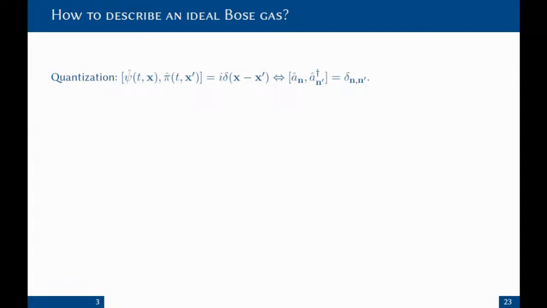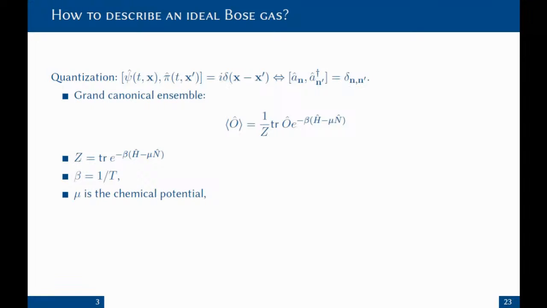So for each vector n, we do have a harmonic oscillator. Instead of treating a single harmonic oscillator, as in yesterday, we will treat an infinite number of them. That's the only difference. We want to do thermodynamics, equilibrium conditions. So what we do, we take the grand canonical ensemble.